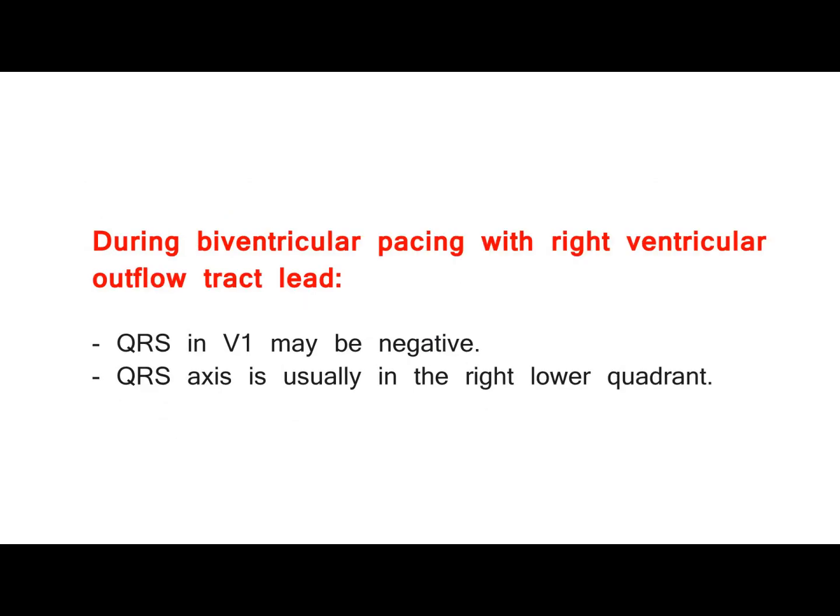During biventricular pacing with right ventricular outflow tract lead. QRS in V1 may be negative. QRS axis is usually in the right lower quadrant.